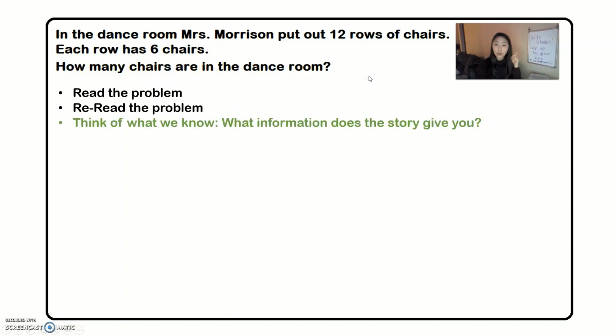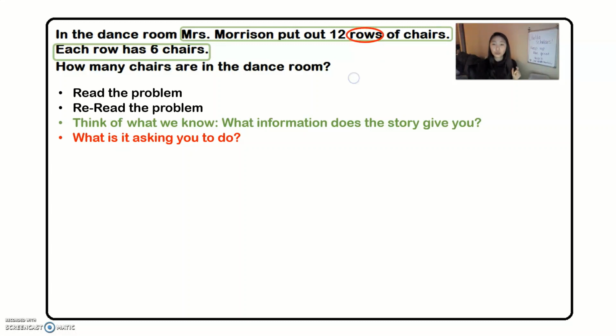Now, we need to think about what information the story is giving you. The first part is that Miss Morrison puts out 12 rows of chairs. The next part is each row has 6 chairs. Now, what do you think it's asking you to do? We talked about this yesterday, and the key words in this were rows and each row. That's going to tell you that this is not just an addition or a subtraction problem, but this is a different type of problem.